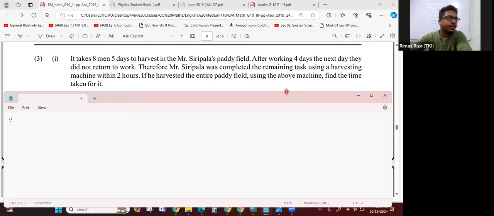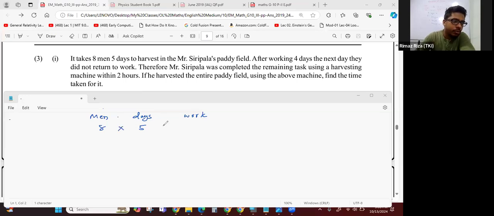Okay. So, I write men, days, and the work. So, how many men? 8 men are needed. It takes 8 men 5 days to harvest in Mr. Siripala's paddy field. So 8 into 5 is 40. Therefore, work is 40. The units as men days.